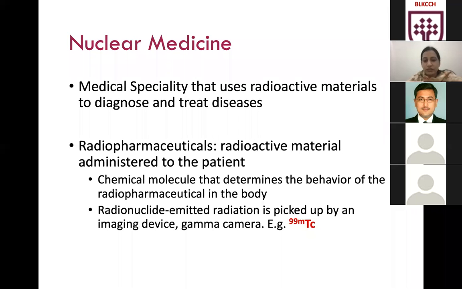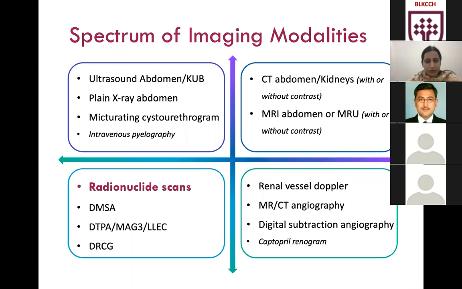And technetium 99 is the most frequently used radionuclide in nephrology. So we have to assess the kidney functions. We have got a spectrum of imaging modalities like ultrasound. It does not use radiation. It gives us the baseline anatomical information.